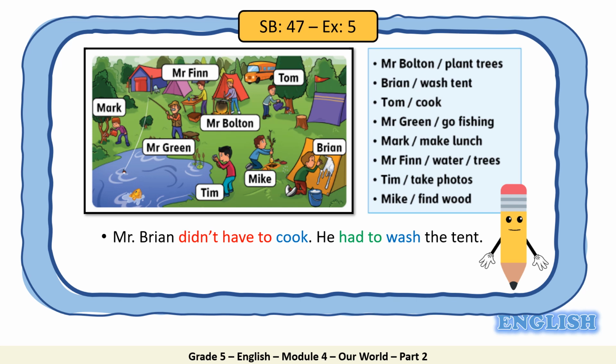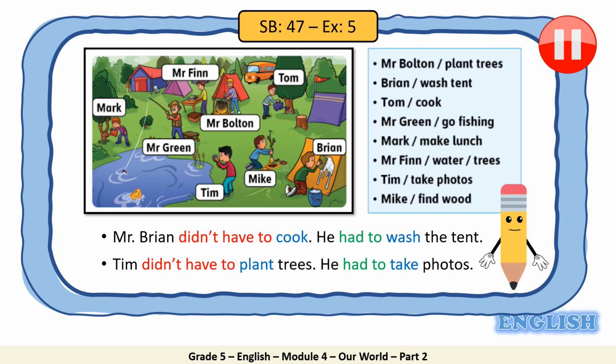Okay, let me do another one with you. This time I will choose Tim. Can you see him? He's the one in the red t-shirt next to the lake. Okay, Tim didn't have to plant trees. He had to take photos. It's very easy, right? Okay, now it's your turn. Take a look at the picture and use the ideas in the blue box to describe what they had or didn't have to do. Pause the video until you finish writing.